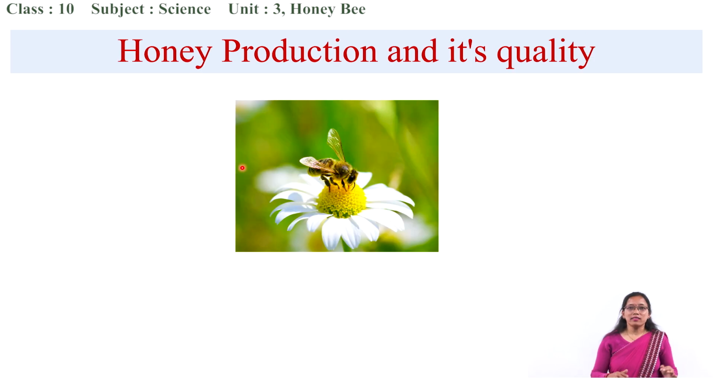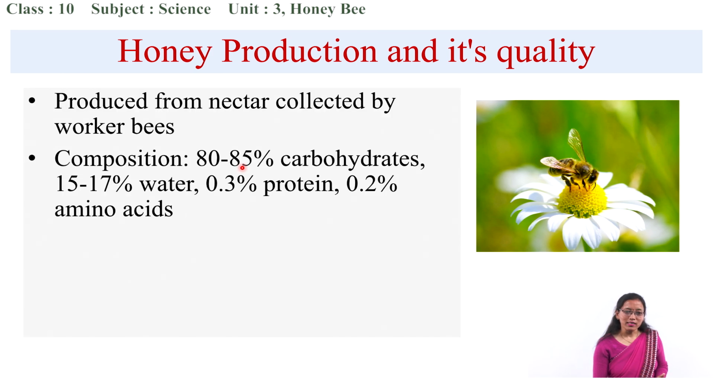How is honey produced in a hive? How do honeybees produce honey? Let's have a look. Just have a look here. It is produced from the nectar collected by the worker bee. At first, the worker collects the nectar, and the composition of the honey is 80 to 85% carbohydrate, 15 to 17% water, 0.3% protein, and 0.2% amino acid. These are approximate, not exact, compositions of the honey.